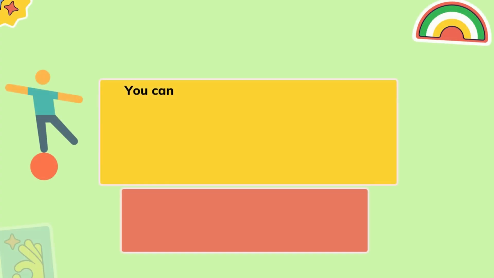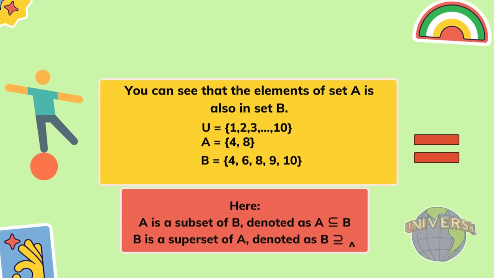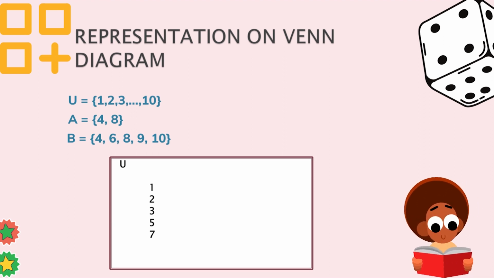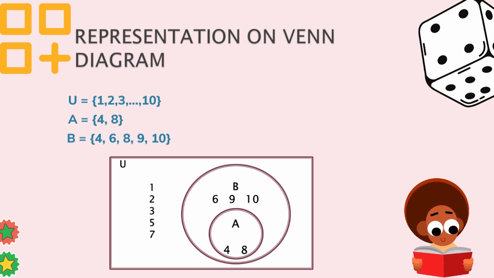You can see that the elements of set A are also in set B, because all the elements of set A are present within set B. Therefore set A automatically becomes a subset of B. However, B is a superset of A. And to represent this on a Venn diagram, the universal set is drawn in the same manner, but set A is drawn within the Venn diagram of set B.